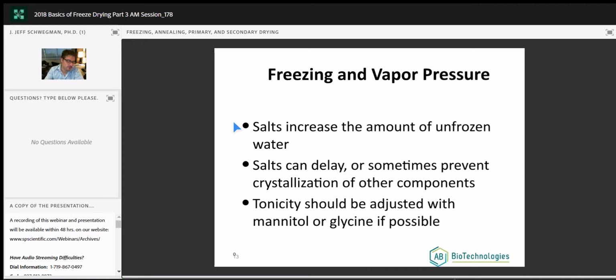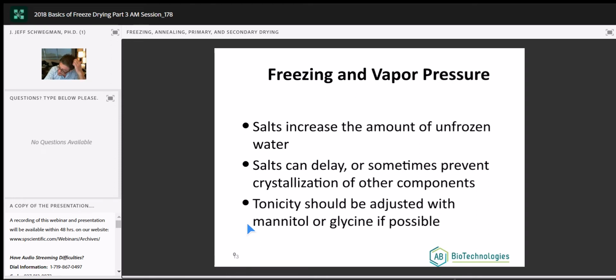If we need to adjust tonicity, say for example we had a client that said it's got to be isotonic. Isotonic is the body's natural salt balance, if you will. We want to keep the formulation within the body's natural balance. It reduces pain and discomfort on injection. We can adjust that with, say, a mannitol or a glycine. Now, it's not going to be as effective because, again, the charge really is exponentially affecting the adjustment in tonicity. So it's going to take a little more mannitol or glycine, but we can bump it up.